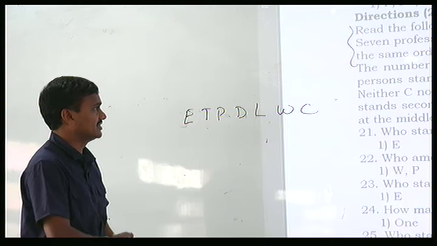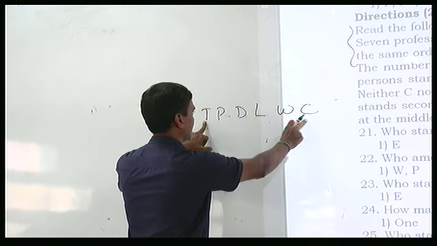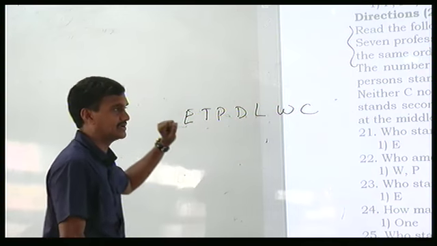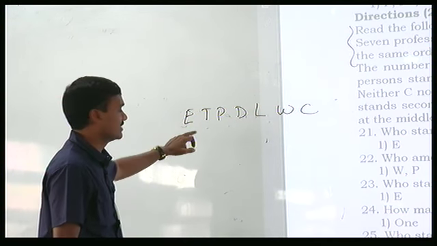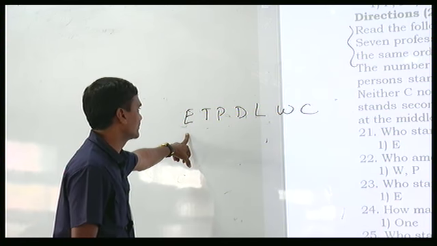And neither C nor T is adjacent to D. D is here. Neither C nor T, C and T are not adjacent to this one, that's also valid. And E stands at one of the extreme ends of the row. Isn't it? D stands second to the left of W.